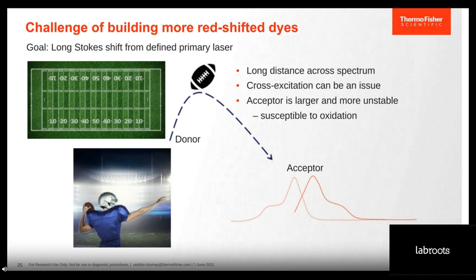And then ultimately what you're dealing with is that the acceptor of a lot of these, Cy7 being an example, is larger and tends to be more unstable, so susceptible to oxidation. So really building out dyes that are consistent and can actually do this red shifting and allow you to use more of the spectrum is pretty important in terms of thinking about dye design.